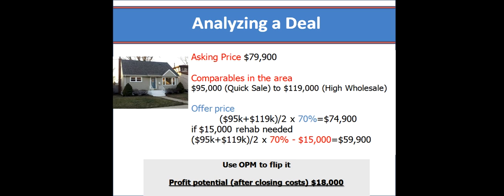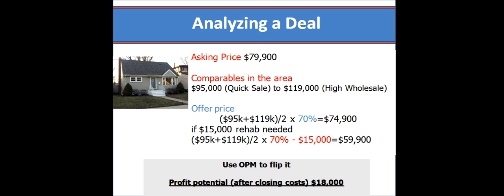I'd like to take a couple of minutes to go over how to analyze a deal. This is a simplified example just to give you an idea of what it involves. Like I said in my blog post, you can organize it in a spreadsheet, for example, with built-in formulas to automate this type of calculation.